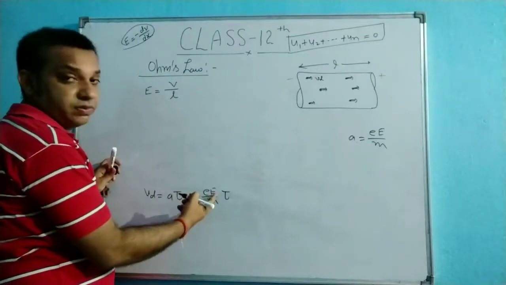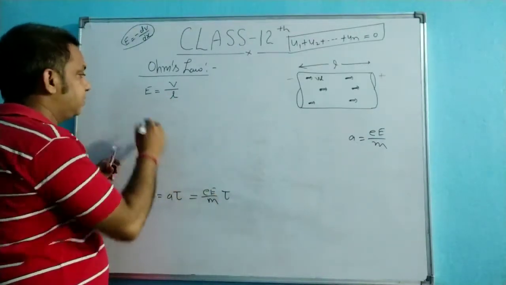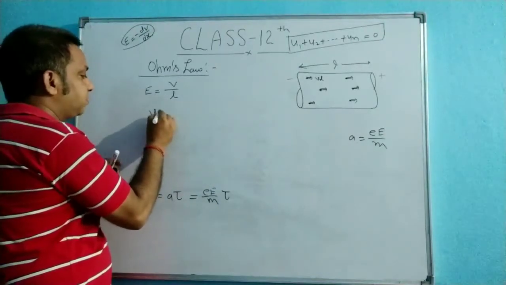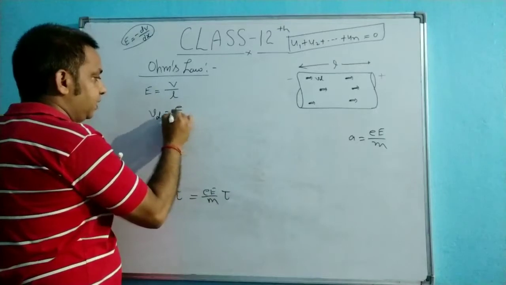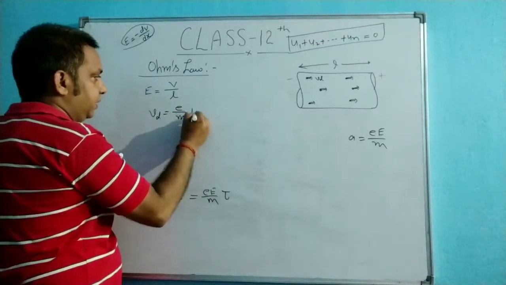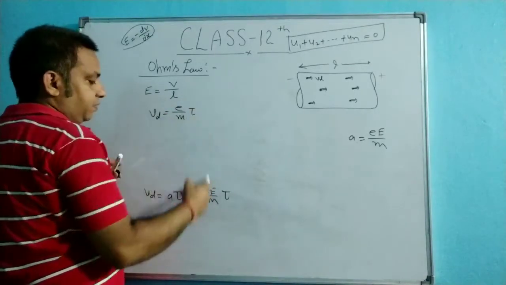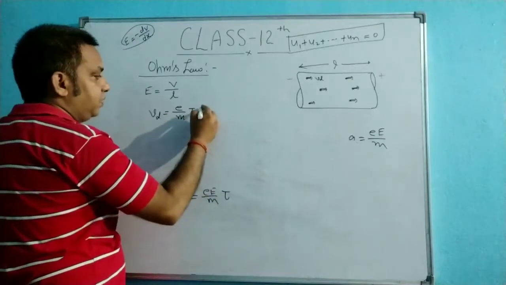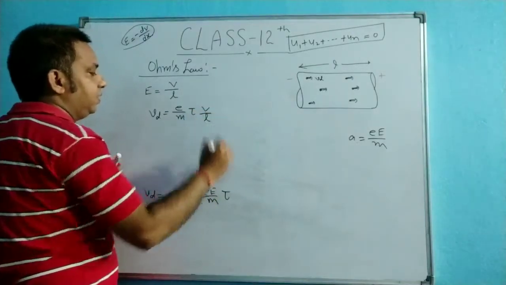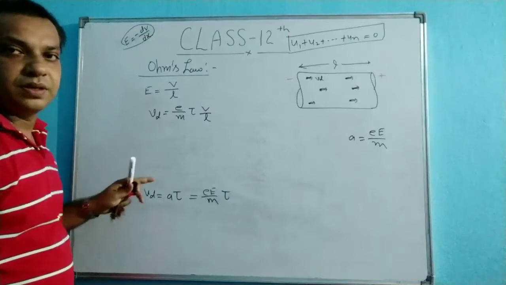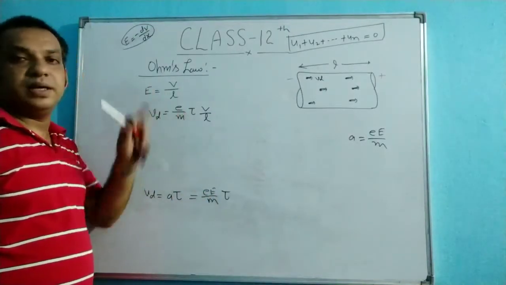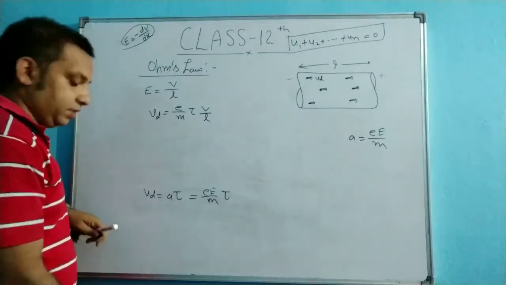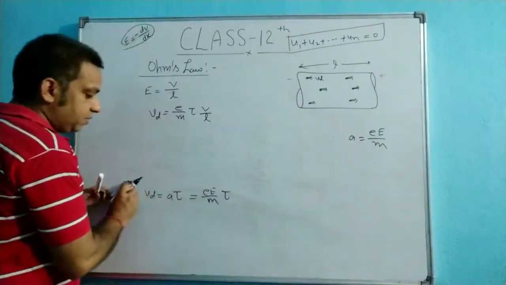So put the value here in terms of E, and you will get Vd is equal to E by M into tau. In place of E, I have written V by L.